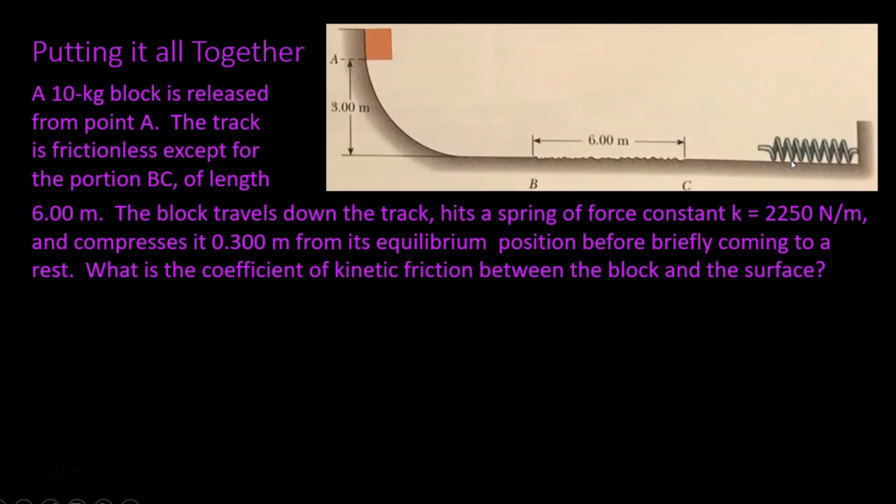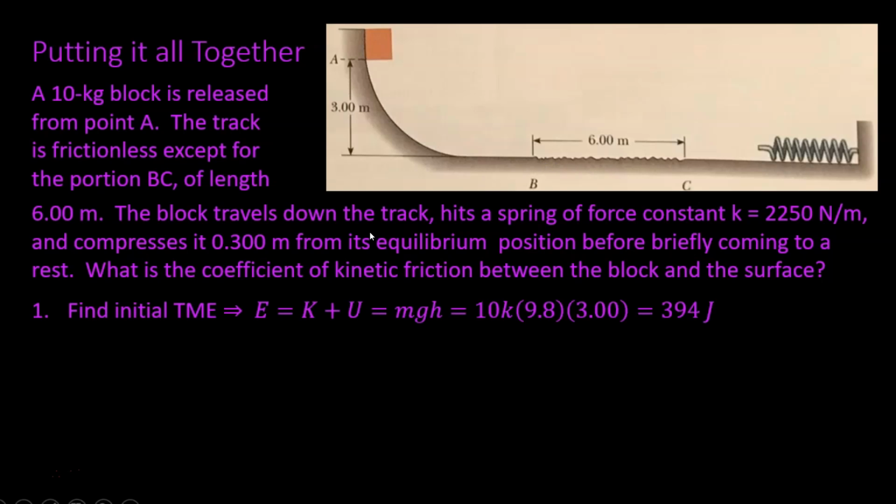And lastly, the spring constant is 2,250 newtons per meter. The question for us is, what is the coefficient of friction for the surface from point B to point C? First, we want to find the initial total mechanical energy at position A. From our total mechanical energy equation, it's kinetic plus potential. However, it's not moving and the spring's not compressed, so we only have gravitational potential. At the top of the ramp, the block's total mechanical energy is 394 joules.